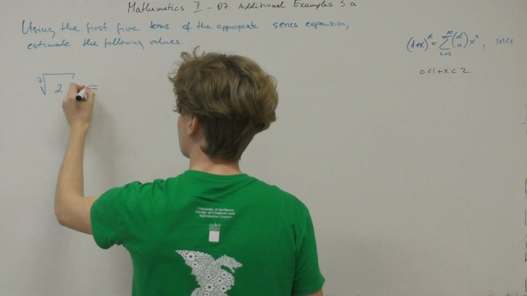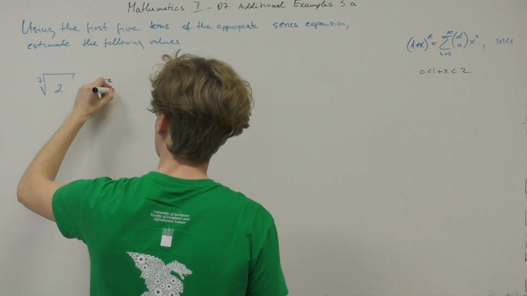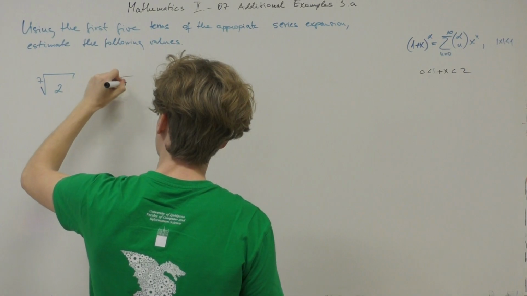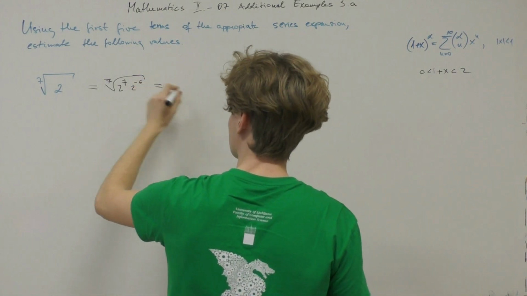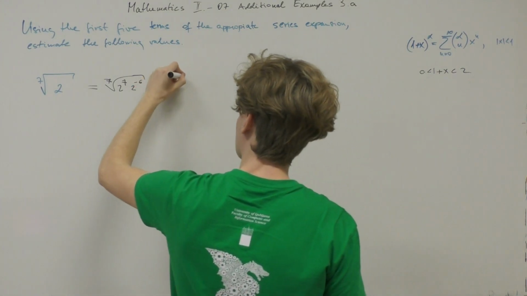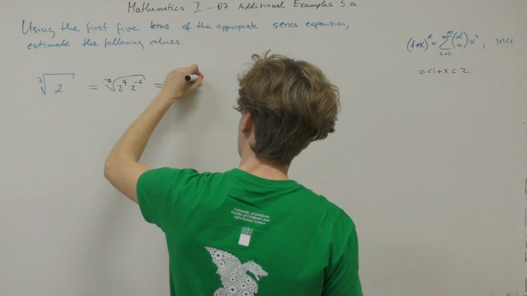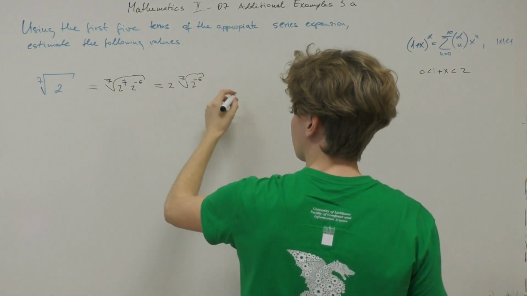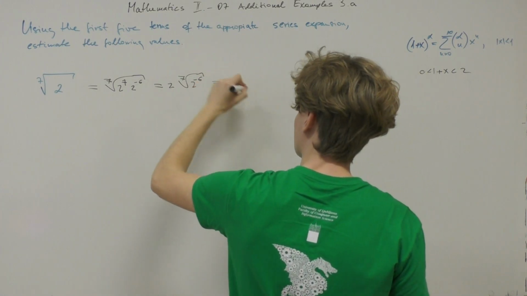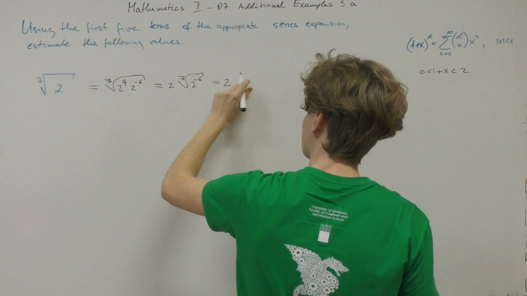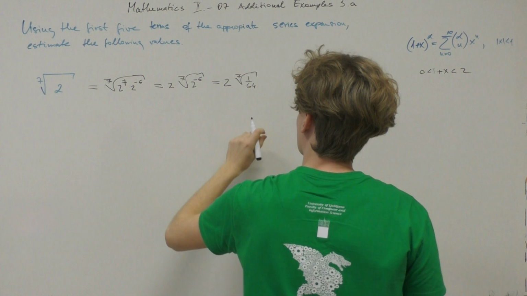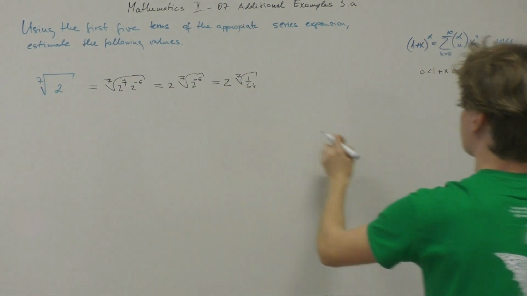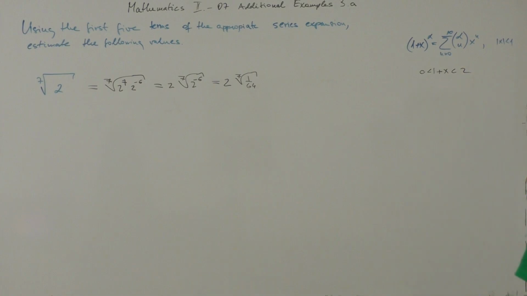One way to do this is to write this as the 7th root of 2 to the power 7 times 2 to the power minus 6. And of course this is equal to 2 times the 7th root of 2 to the power minus 6. And this is equal to 2 times the 7th root of 1 over 64. And 1 over 64 is clearly between 0 and 2. So we can use this equation.